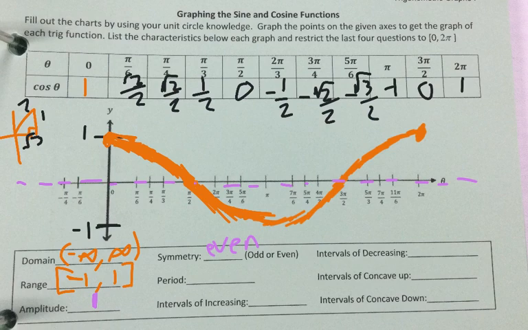Okay, the next thing we want to talk about is the period of cosine. What that means is, how long does it take for this cycle to repeat itself? Once I get back to 2 pi, I'm going to draw the same thing over and over. So the period is 2 pi.